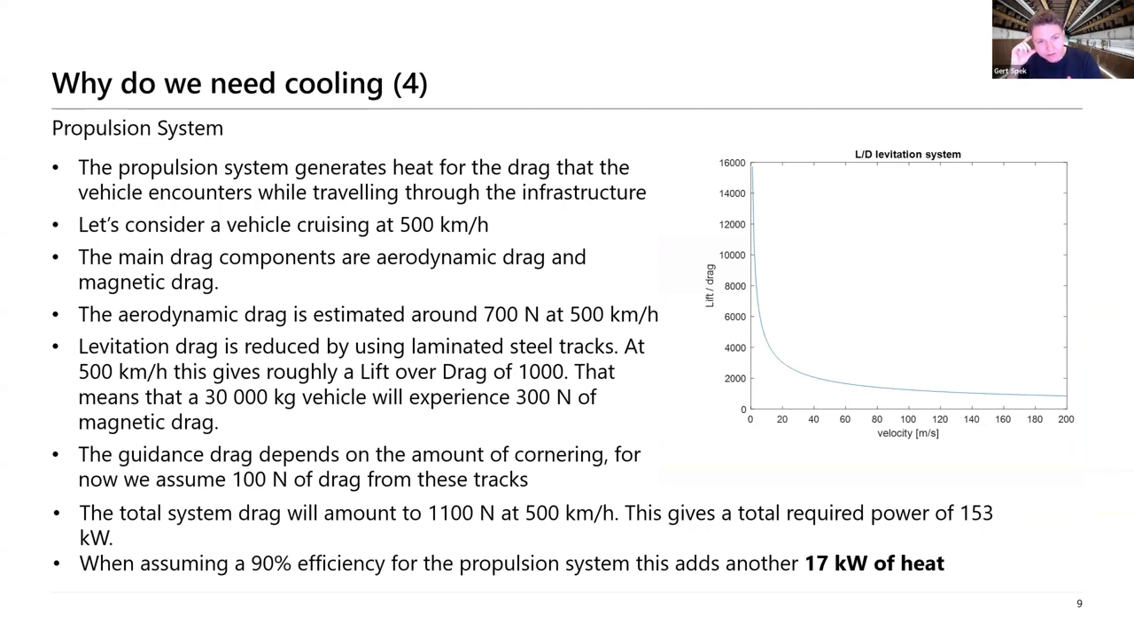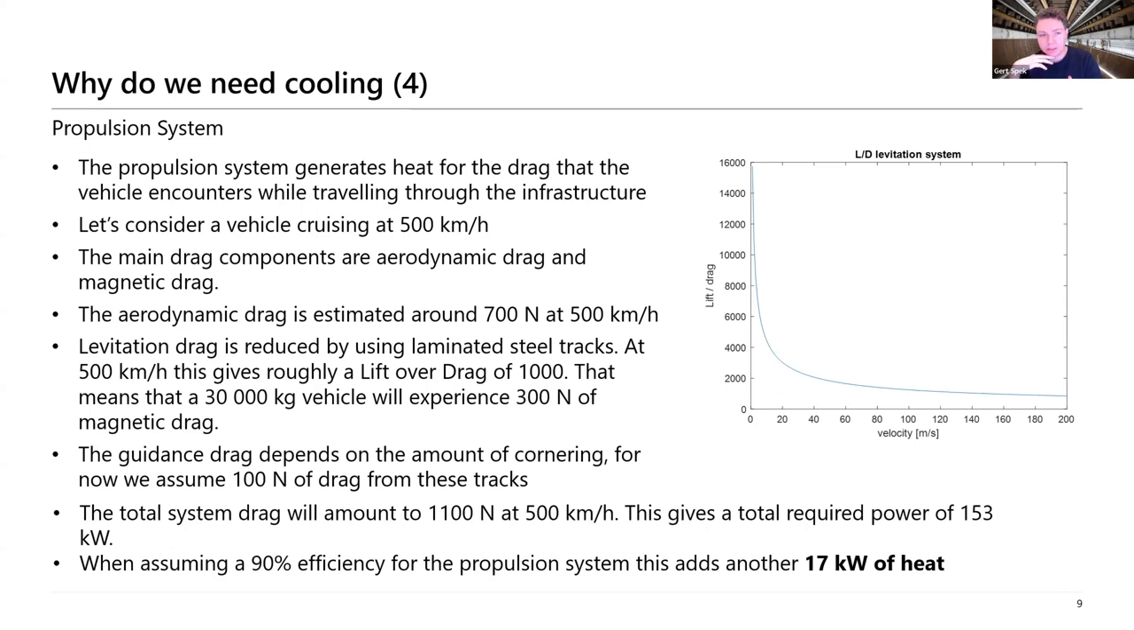Then for the propulsion system, it's a little bit different. You have the total drag induced by all the different elements in the tube. So a big part of it is the aerodynamic drag, which we estimate to be somewhere around 1,000, like I said here, 700 newtons at 500 kilometers an hour.